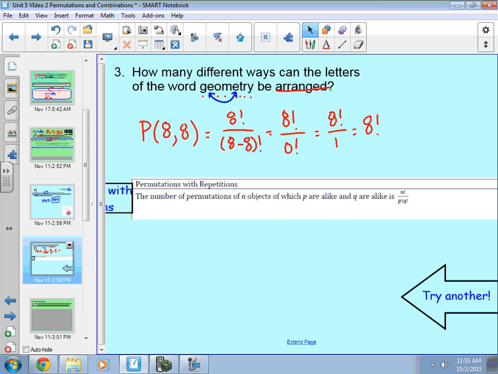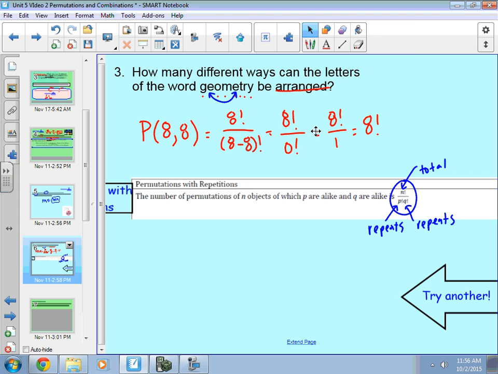So if you have repetitions, what we say is the number of permutations of n objects, n still being the total, which p are alike and q are alike, is given by this equation here. So the top is still our total, okay? Q and P would be things that are repeats. So if you get repeats, you divide by how many there are, factorial.